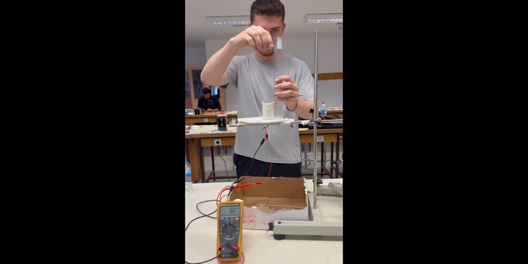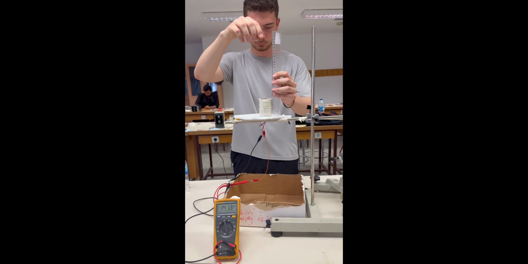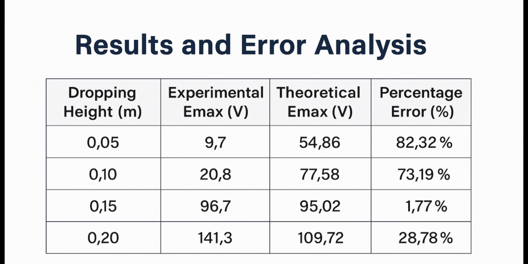And finally, the magnet was dropped from 20 centimeters. The peak voltage recorded was 141.3 volts. After recording the experimental peak voltages, I calculated the theoretical values using the formula based on Faraday's law and kinematics. This table shows both the experimental and theoretical results, along with the percentage error for each height.